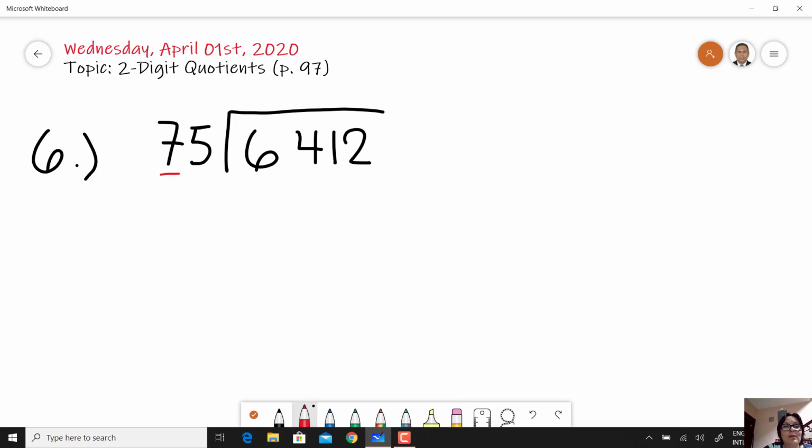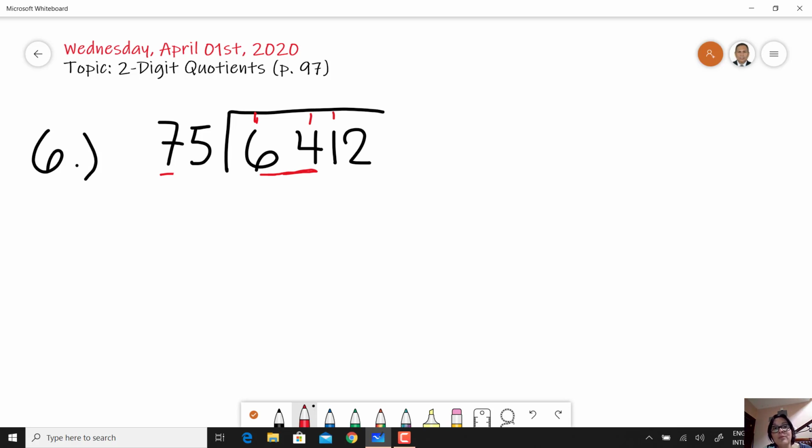How many numbers in the divisor? 2. So I would say 2. But 64 is less than 75. So I have to take 3. Now, remember that we have to use our trick now. So we are going to use only number 7 from here. And from here we are going to use 64.